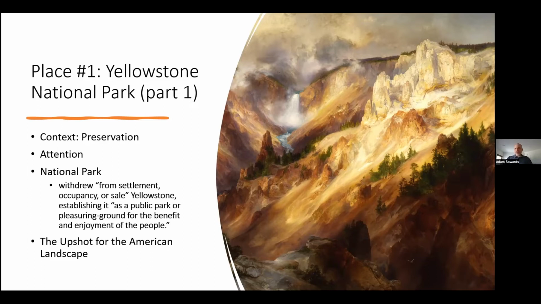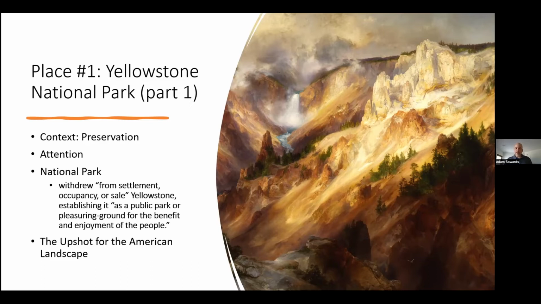And so the story went that they went back to Washington, D.C. and said, this is a place that we should withdraw from settlement. I don't think it was quite so, and most historians don't think it was quite so selfless of these folks, but that maybe that railroad was important in all of this as well. Regardless of the origins of that mythic story, in 1872, Congress passed the law to create the national park, where it says they would withdraw from settlement, occupancy, or sale Yellowstone, establishing it as a public park or pleasuring ground for the benefit and enjoyment of the people.